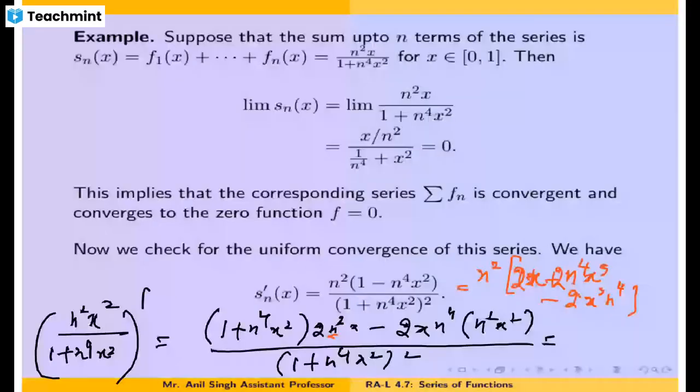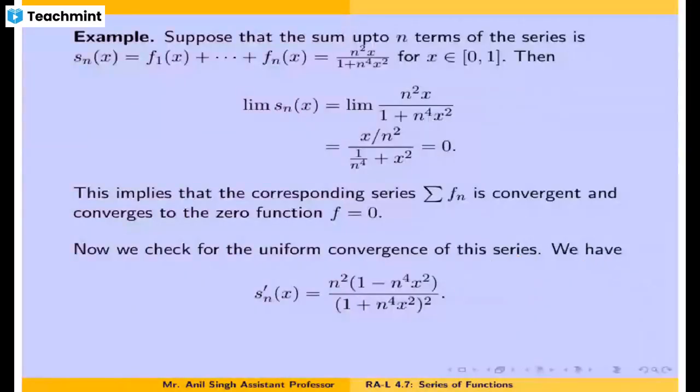So we just calculated the derivative. Now what we need to do is find the points where this derivative is 0. That means we set S_n prime equal to 0. This implies that the numerator is 0, since the denominator is not 0. So we have n square times (1 minus n⁴x²) equal to 0.